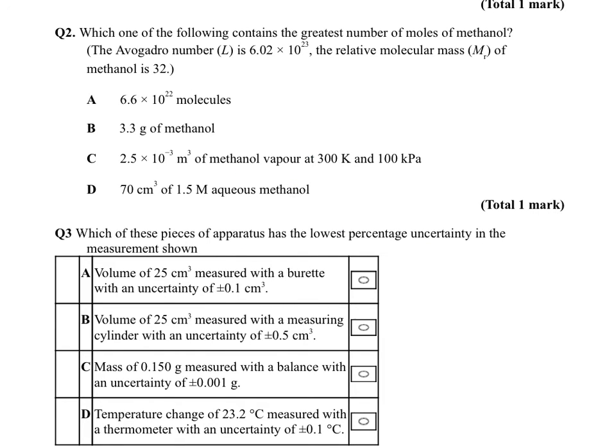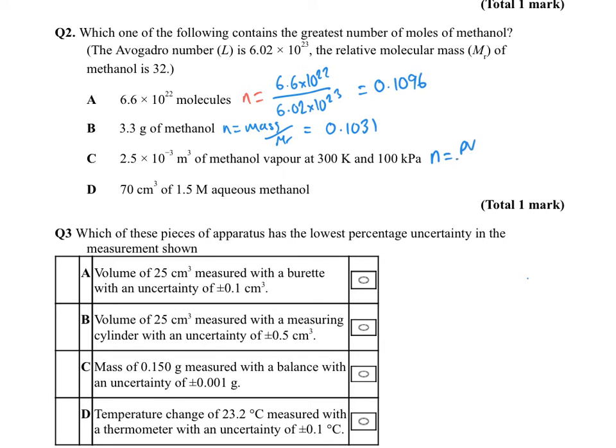Okay, so we need to work out the moles for each of these. So to get the moles for this first one, it's going to be the number of molecules you've been given divided by Avogadro's number, which gives us 0.1096. For this one, we're going to use mass over MR, which gives us 0.1031. For this one, we're going to rearrange PV equals nRT. So it's going to be n is equal to PV over RT.